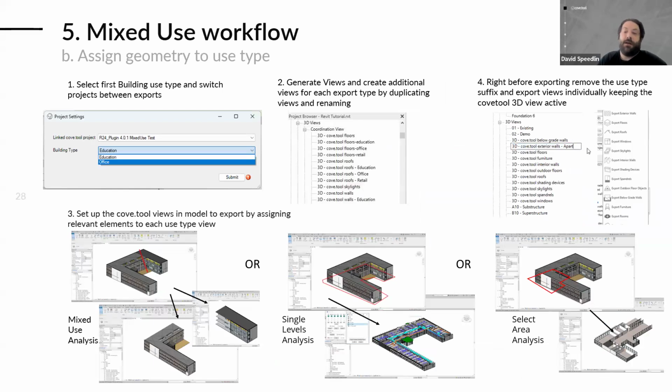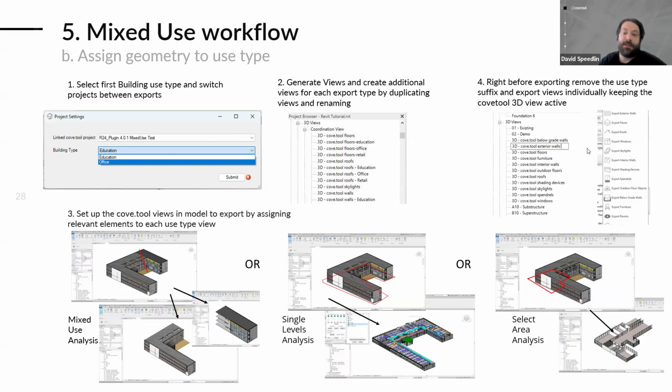Here you see, like I said, the example in Revit above shows the process of assigning geometry. What's important to remember here is to make sure that you have the correct elements and the right building use type views, and that you have the right use type selected on the geometry page in Cove tool when exporting.